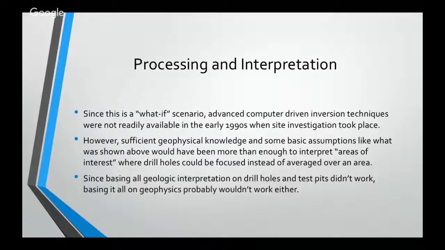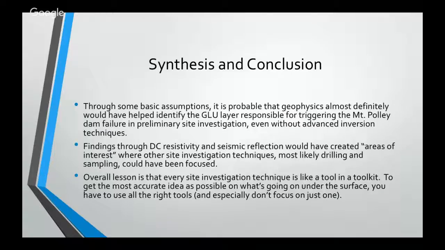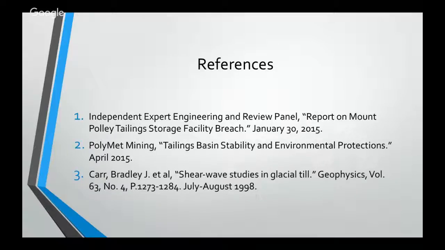Because we're analyzing a what-if scenario, they didn't have the 3D data processing power back in the 90s to do a proper inversion, but they should still have had some basic geophysical knowledge to conduct manual interpretation of the raw data. This would have given the geotechnical engineers on the project a bit more of a backbone when approaching the client to ask for deeper boreholes and test pits to try and find that layer. It would have given them areas where they would likely find it. That's it.